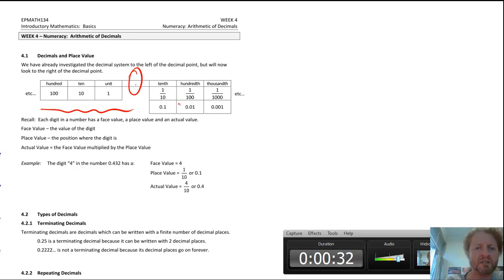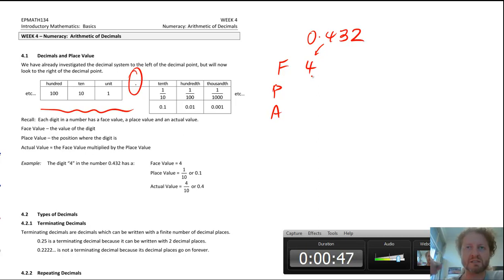Now notice here, if we do a face, place, actual like we've got down here, we've got 0.432 as an example. Let's look at each digit. Well, the face value of the 4 is a 4. We discussed that. We said face value means, what do you look like? You look like a 4. The place value is what column are you in?